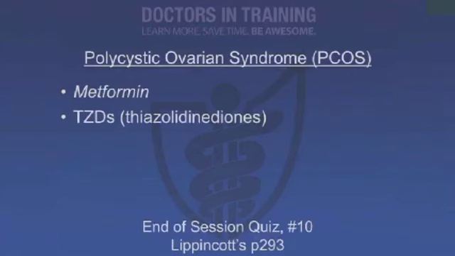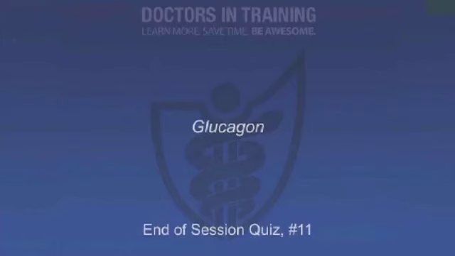Which diabetic medications are potentially helpful in treating patients with polycystic ovarian syndrome? PCOS, so metformin and TZDs. And you can actually improve fertility just by taking one of these two medications. What medication, sometimes used to reverse hypoglycemia, can also be used to raise heart rate in patients with bradycardia? That is glucagon. And that's going to conclude our in-session quiz for other diabetic meds. I hope you learned something, and good luck studying.